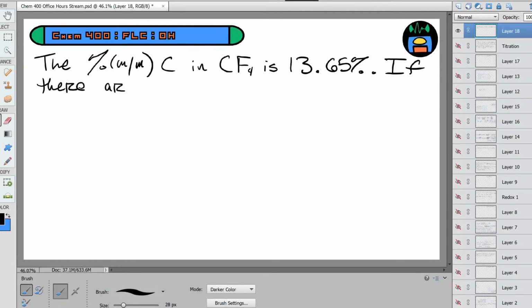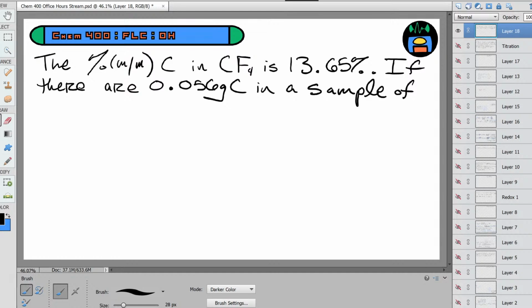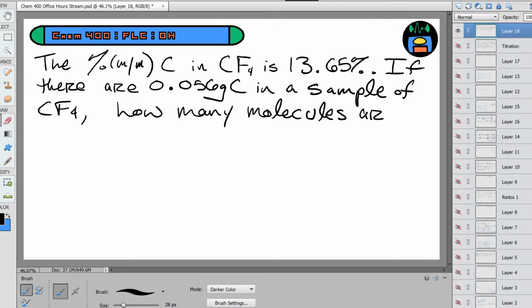If there are 0.056 grams of carbon in a sample of, let's see, of CF4, how many molecules are in the sample? Okay.